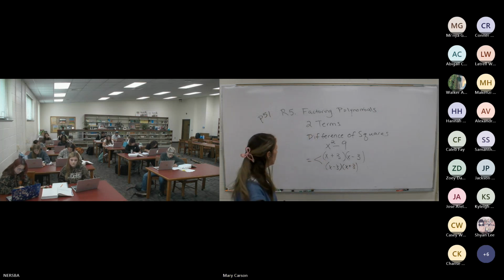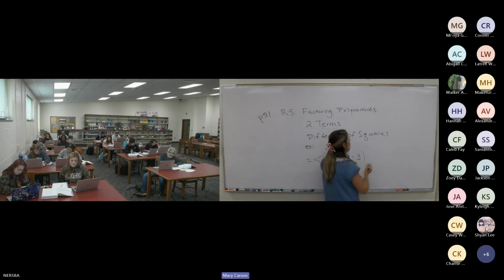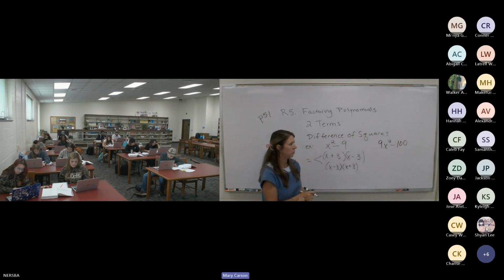Okay? All right, another example of a difference of squares could be 9x squared minus 100. Can anybody quickly tell me what that factor would be?